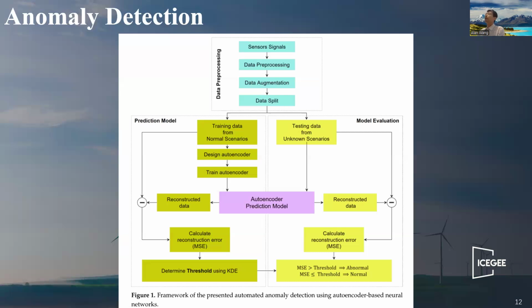When we test the autoencoder, we use the test set, which is unseen data, to again reconstruct the data, and the testing data is utilized to perform the model evaluation. Again, we can calculate the mean square error.